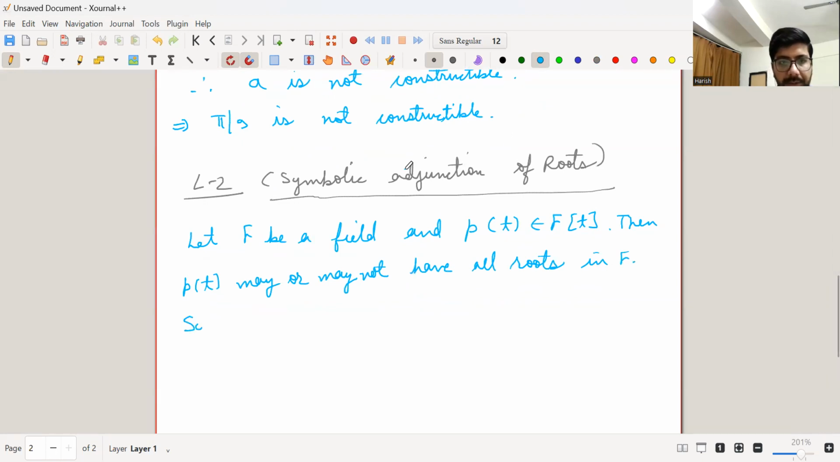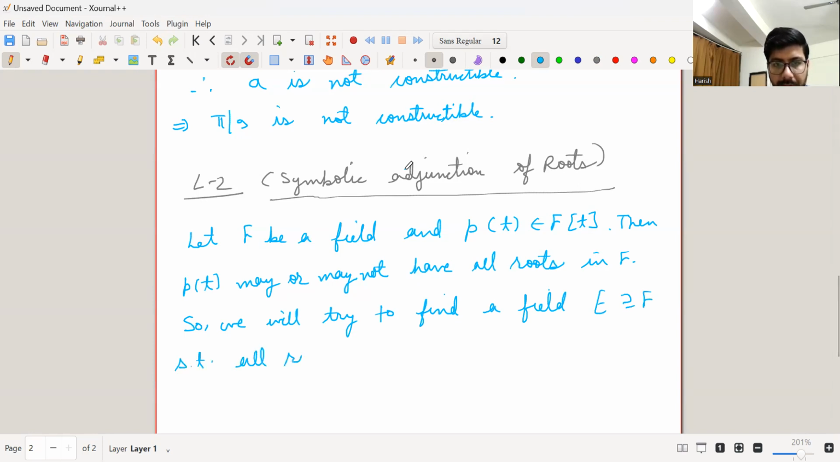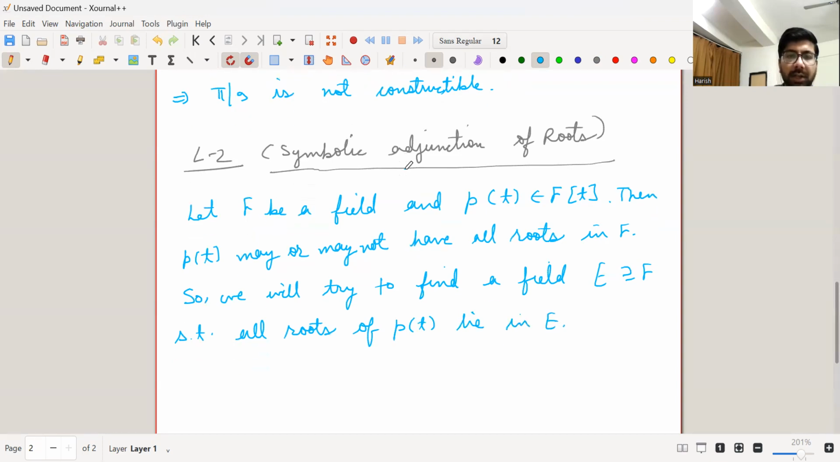So what is the idea? We will try to find a field E which contains F such that all roots of this p(t) lie in E. So how will we be achieving it?